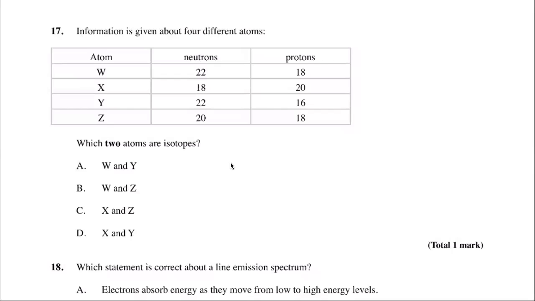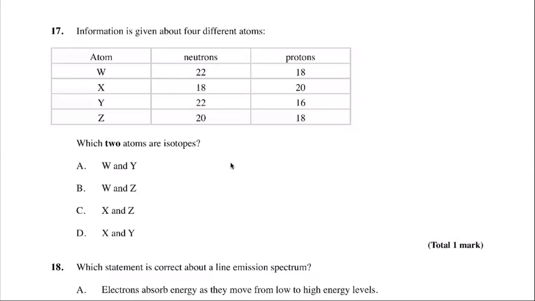So we're going to do 17 and 18. So 17, it says information is given about 4 different atoms. So we get W, X, Y, Z. They give us the neutrons and the protons for each one. And it says which 2 atoms are isotopes. So this is another one where we have to know, number 1, what is an isotope? What is that definition? And number 2, what does that mean in terms of our particles? Just like that other question earlier asked about ions.